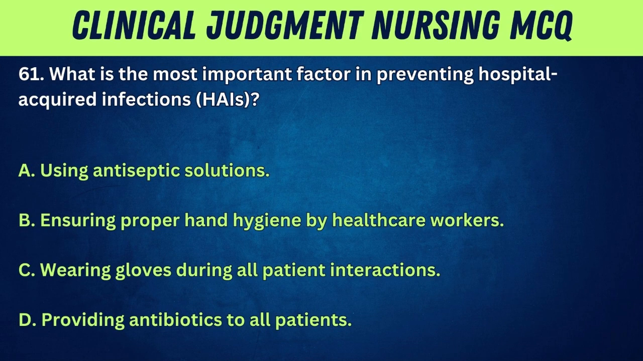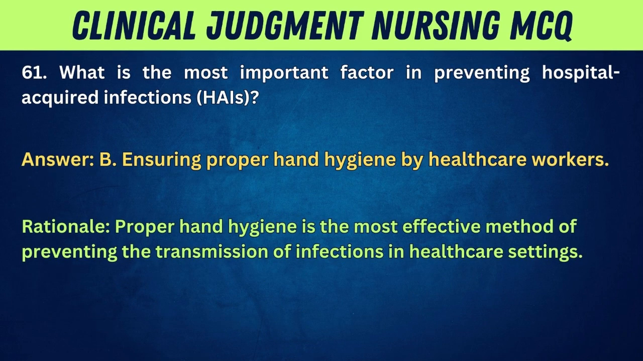61. What is the most important factor in preventing hospital-acquired infections, HAIs? A. Using antiseptic solutions. B. Ensuring proper hand hygiene by healthcare workers. C. Wearing gloves during all patient interactions. D. Providing antibiotics to all patients. Answer. B. Ensuring proper hand hygiene by healthcare workers.